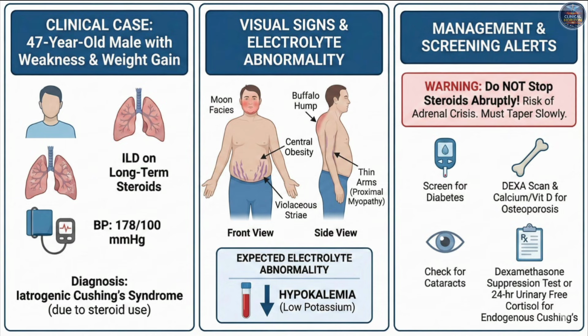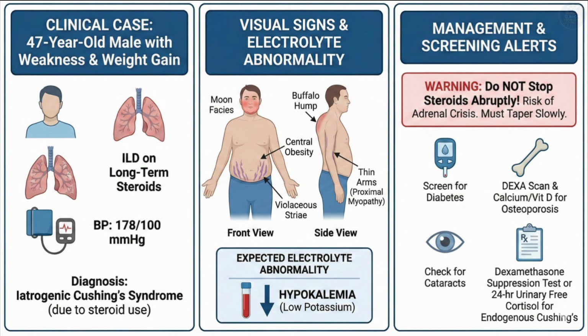Now the second question asks, what blood electrolyte abnormality is expected? Steroids have mineralocorticoid activity. They act like aldosterone. This means they tell the kidney to hold on to sodium and dump potassium. The answer to write, hypokalemia, that means low potassium. You can also mention hypernatremia, but hypokalemia is the more clinically significant and dangerous abnormality.